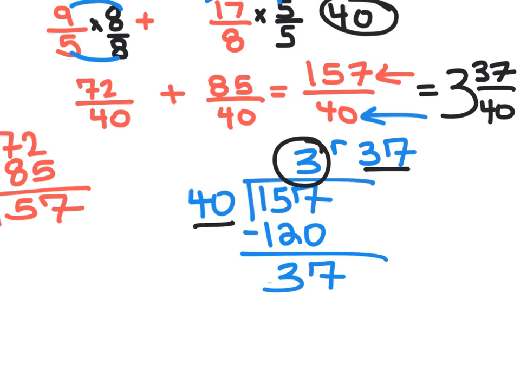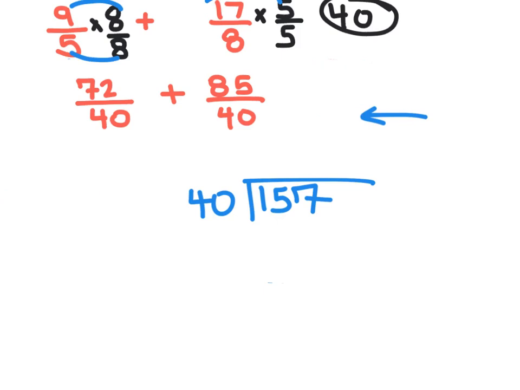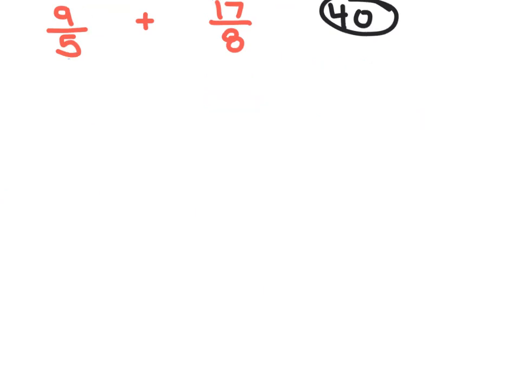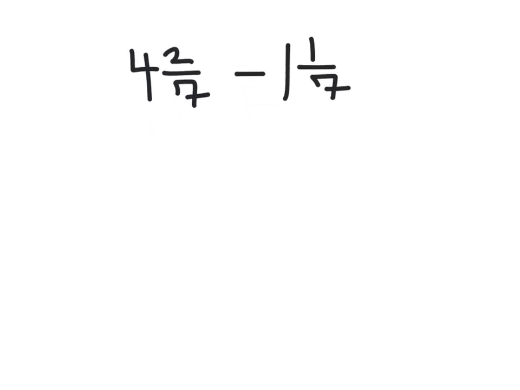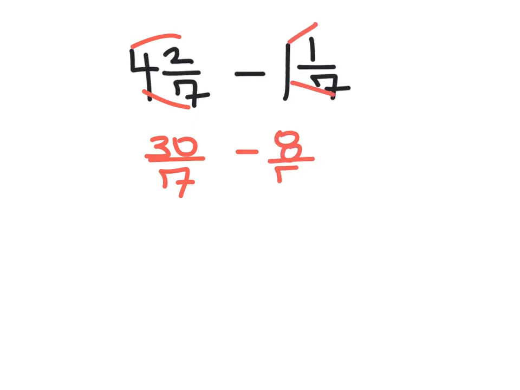All right, last problem I want to do with you is subtraction. Go ahead and write down this last question. I've got 4 and 2/7 minus 1 and 1/7. Now, in this case, my denominators are the same, so I'm just going to go ahead and convert both of these fractions to improper. 7 times 4 is 28, plus 2 is 30 out of 7, minus 7 times 1 is 7, plus 1 is 8, 8 over 7.